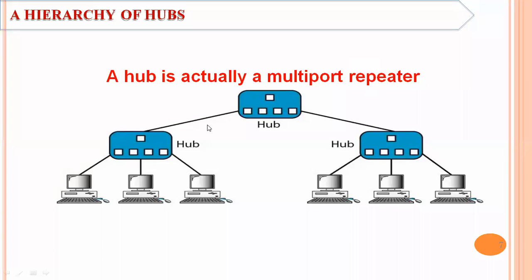So suppose this is the hub. This is the hub, and the hub is connected to another hub, and this is the second hub that is connected to the parent hub, and with that hub, the multiple systems are connected. Okay.